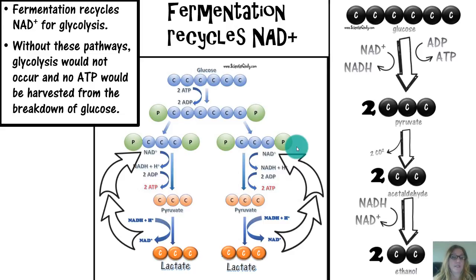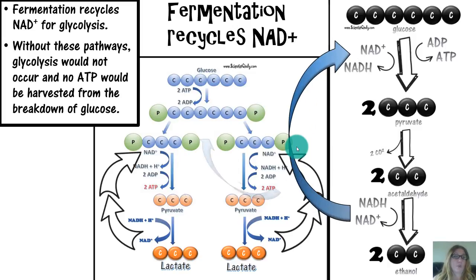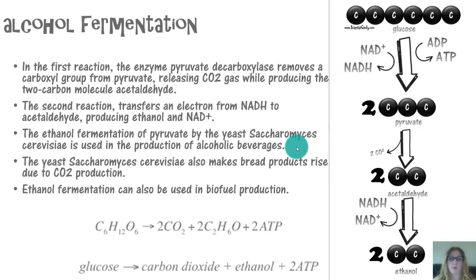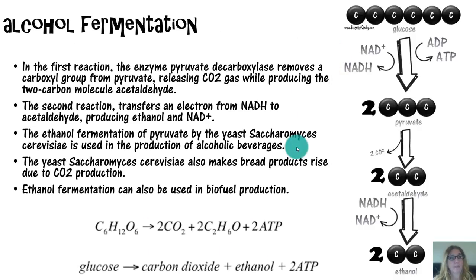Fermentation recycles that NAD molecule for glycolysis. If it were not for the fermentation pathways, we would not have the NAD molecule to be recycled for glycolysis, so no ATP would be harvested from the breakdown of glucose. So it's important to have these pathways.